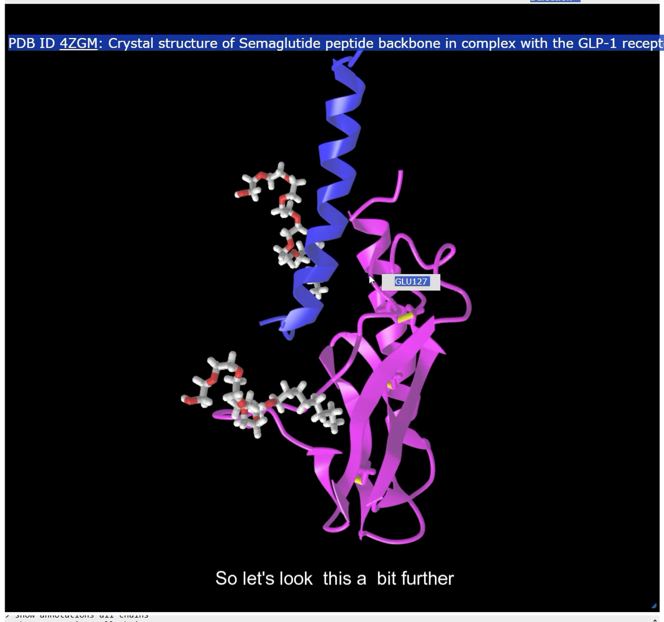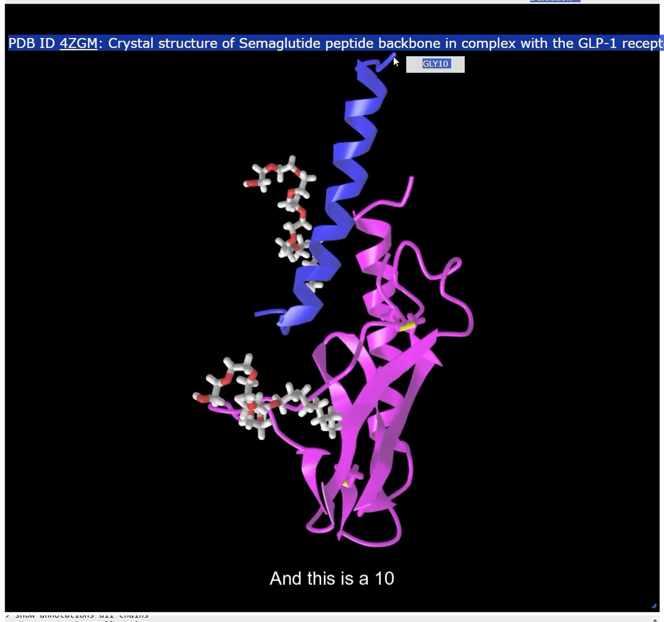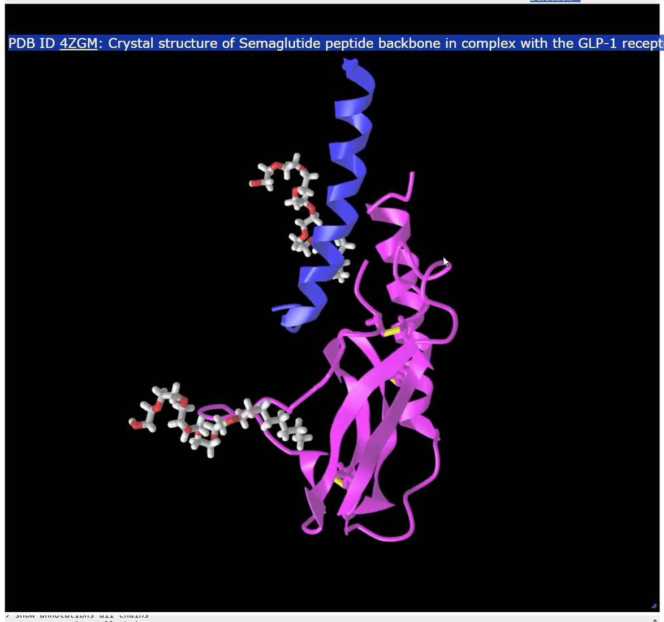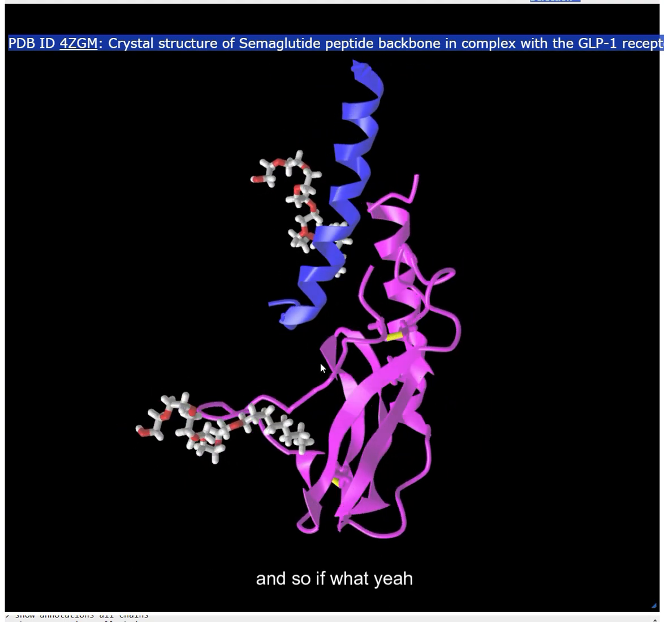So let's look at this a little bit further. Let's figure out if these are parallel or anti-parallel. In other words, as we know from peptides, there's a hydroxyl end and an amino end. This would be 29 and 32, so increasing in numbers, and this is 10 and increasing. Okay, so these are parallel to each other. Isn't it kind of cool?